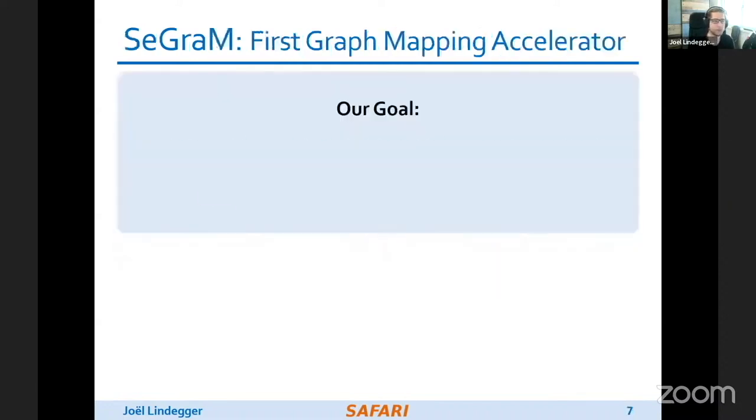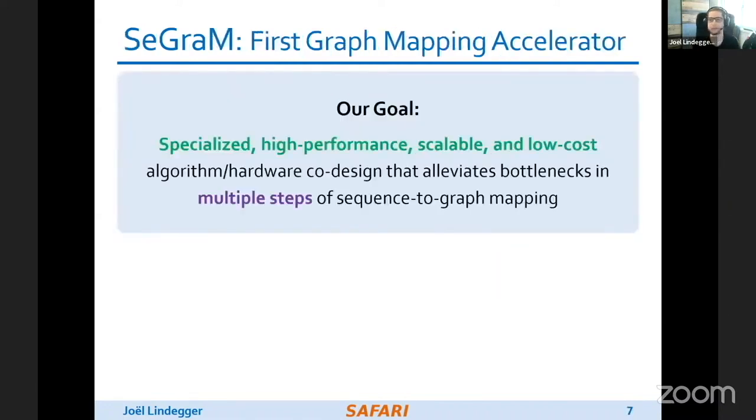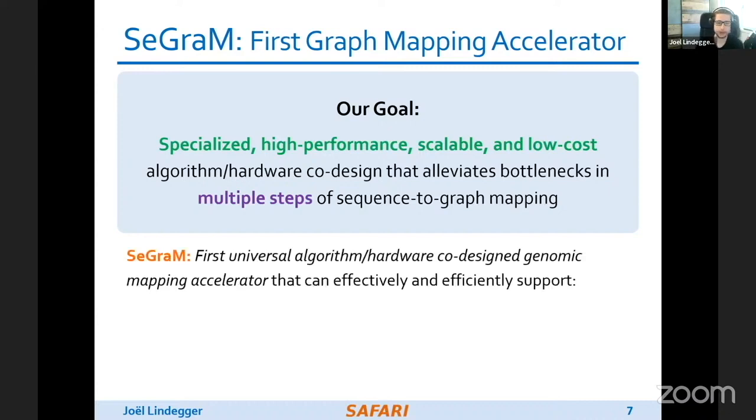So in this work, the goal was to build a specialized, high-performance, scalable, and low-cost algorithm hardware co-design that alleviates the bottlenecks in multiple steps of sequence-to-graph mapping. So just to contrast this again to the works we looked at last week in GNASM and Scrooge, those focused on pairwise sequence alignment in the extension step in the read mapping pipeline. This work tries to do full read mapping. That's why we're saying multiple steps here. It accelerates both seeding and pairwise sequence alignment.